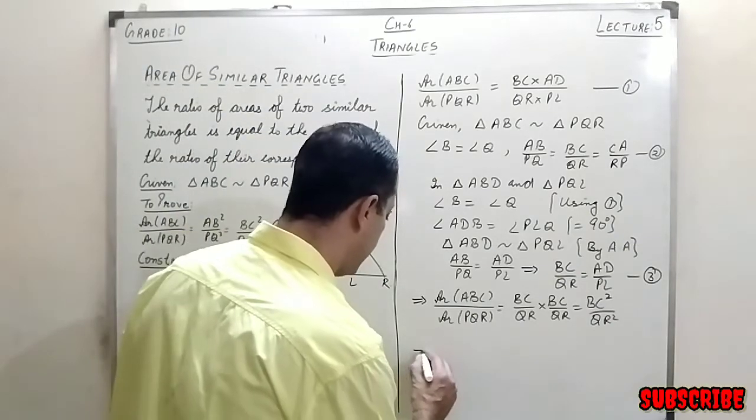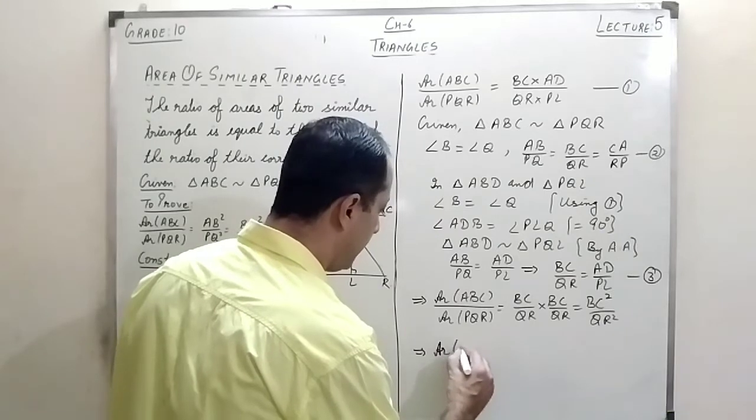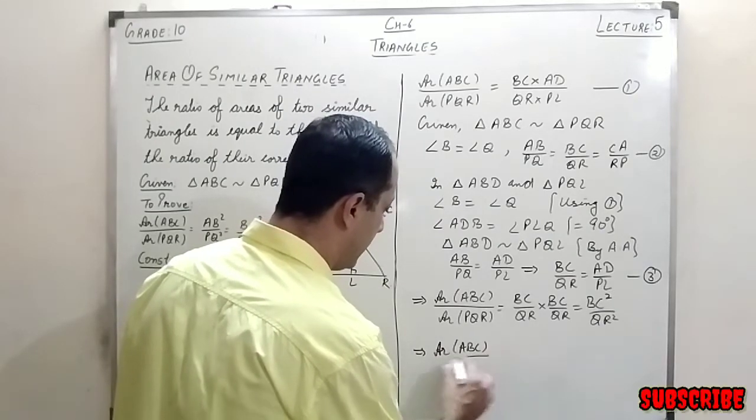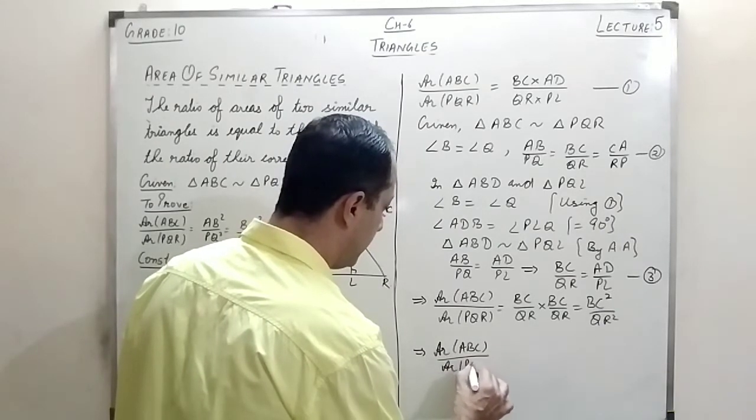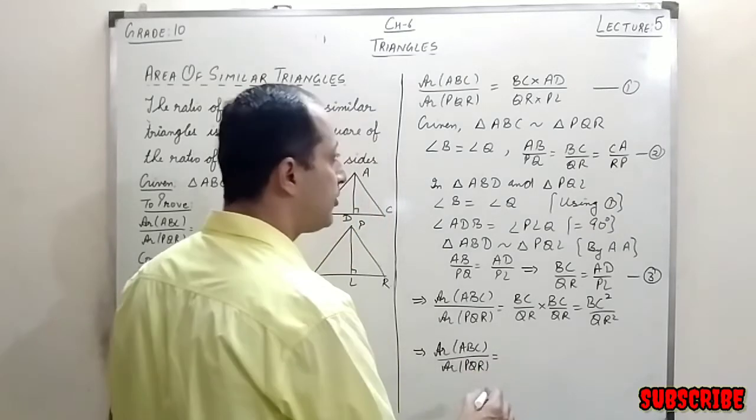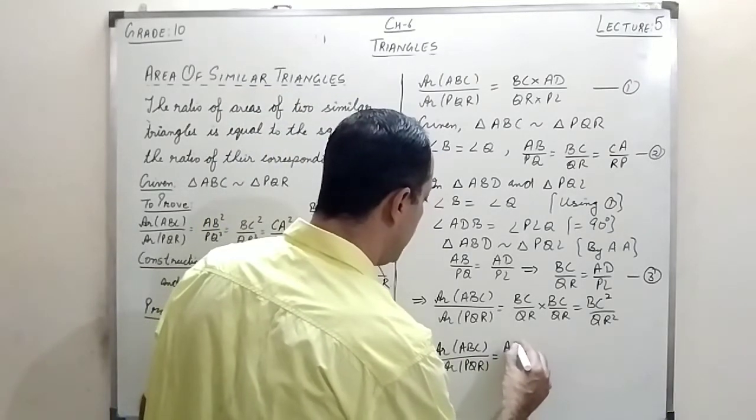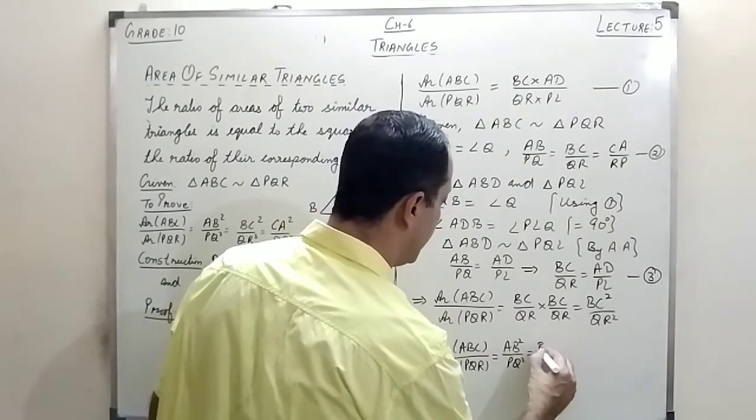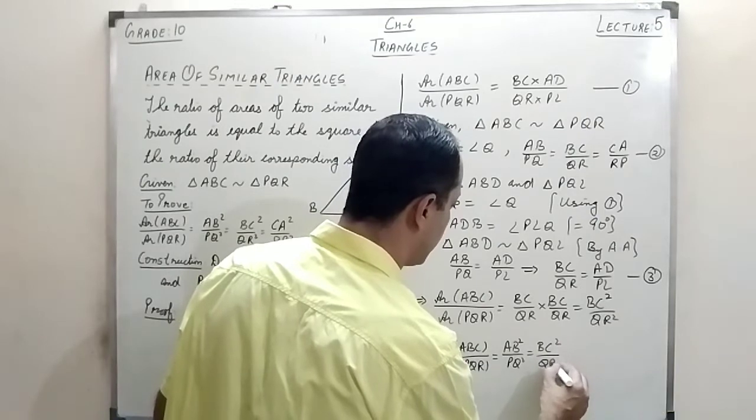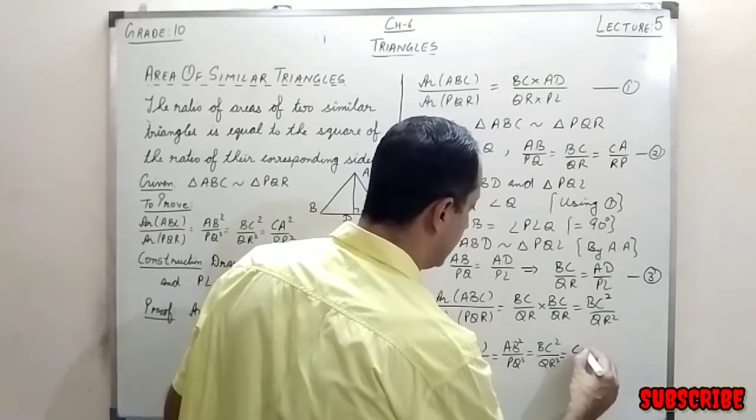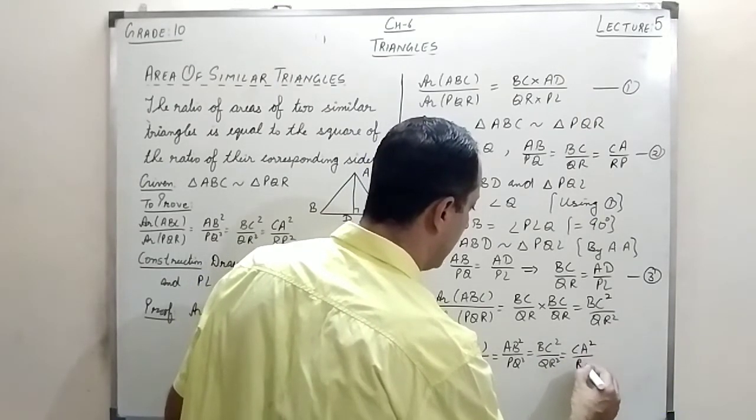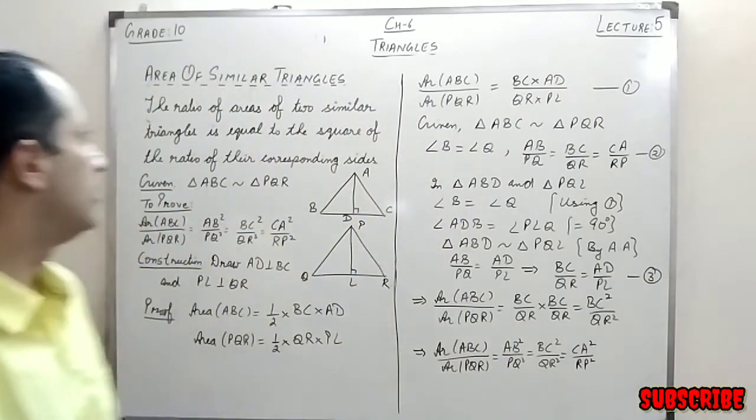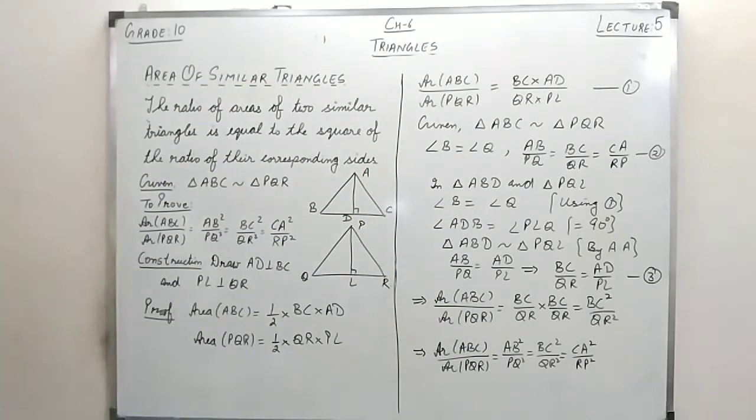So in the end we can write this as area of ABC upon area of PQR equals AB square upon PQ square equal to BC square upon QR square equals CA square upon RP square. Right? So this was the theorem of area of similar triangles. Now let's start the exercise and do some questions.